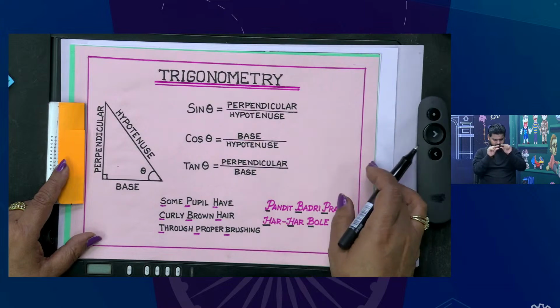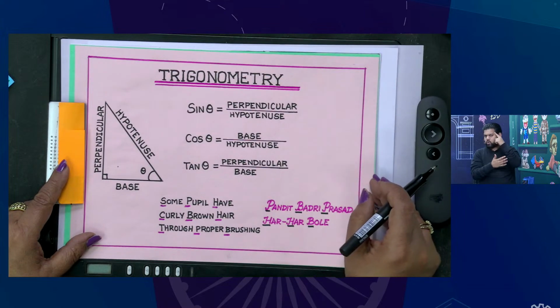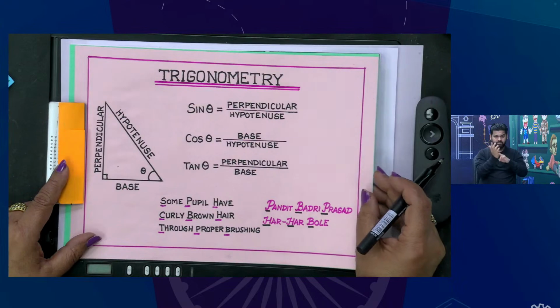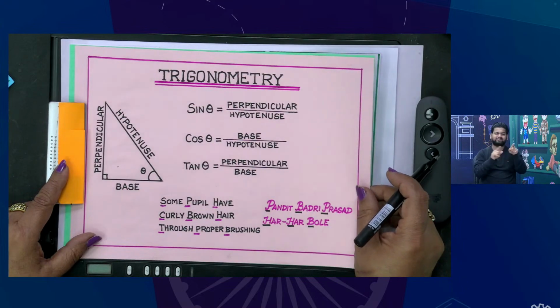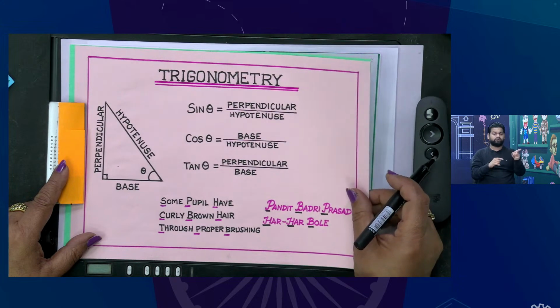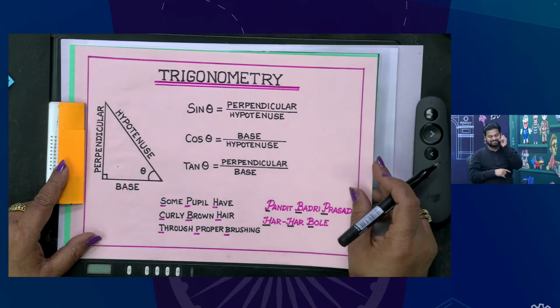Yes, ma'am. Okay. Ma'am, every one line is for one formula. Very good. Some people have, for the sin theta, is equal to perpendicular upon hypotenuse. And second line is curly brown hair, for cos theta, is equal to base upon hypotenuse. And third one is through proper brushing, is for tan theta, is equal to perpendicular upon base. Very good. Kusumji, you must remember all of these.